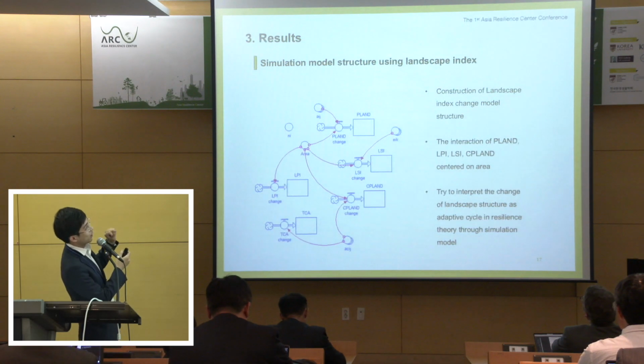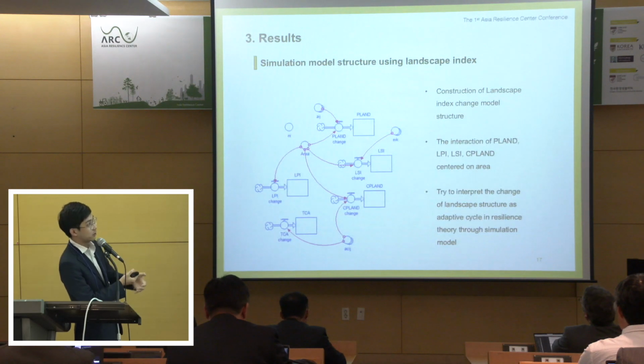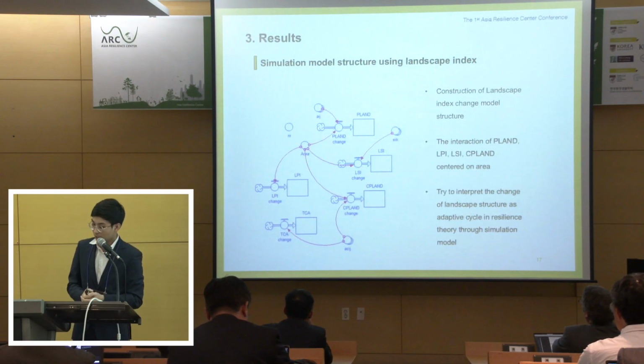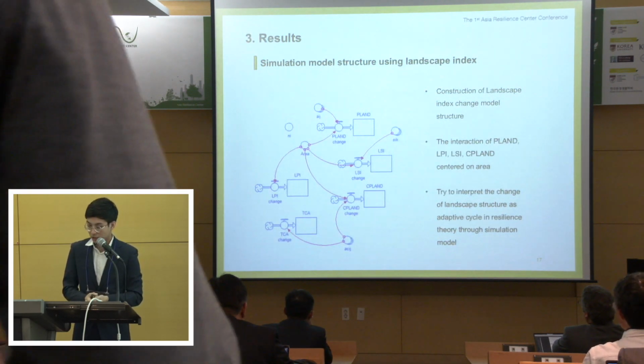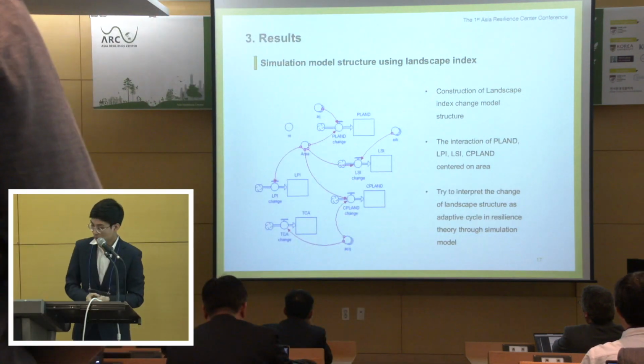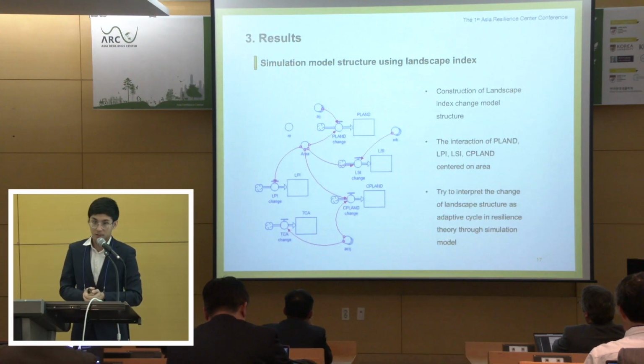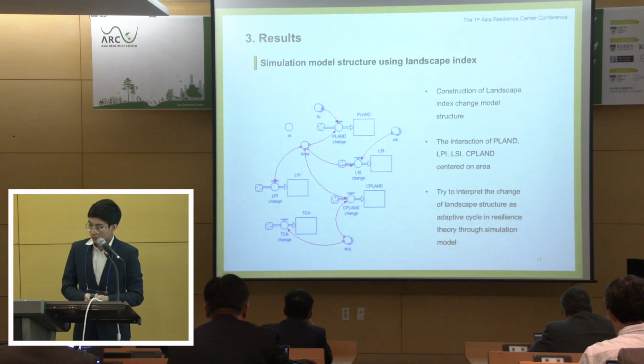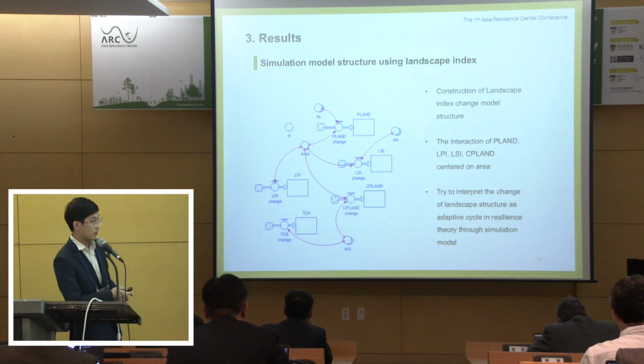Based on this, we construct the simulation model structure using landscape indices. This structure is the interaction of percent of landscape, largest patch index, largest shape index, and core area percent of landscape, centered on area. We try to interpret the change of landscape structure as an adaptive cycle, an aspect of resilience theory, through a simulation model in the future.